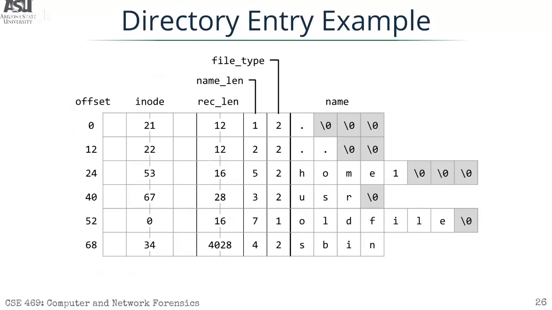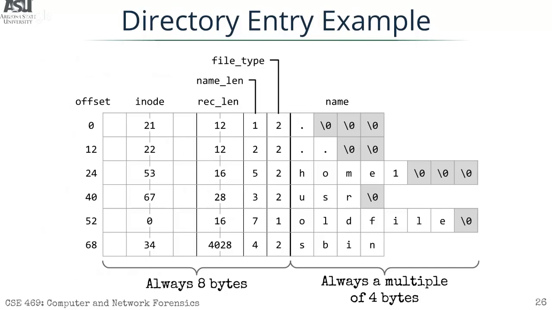Okay, so moving on, we've got another directory, file type 2, called home1. The name length is 1, 2, 3, 4, 5. You can see here that we actually have gone past the length of the other ones. The reason why I have that there is that these first fields are always going to be 8 bytes from the very beginning, and where we start the name is always going to be a multiple of 4 bytes.